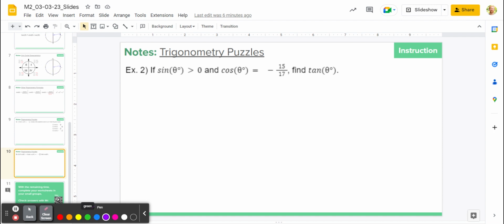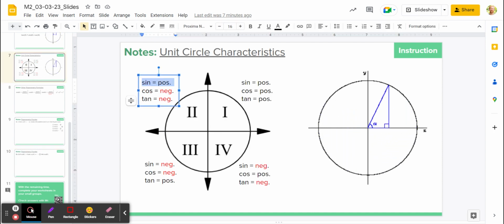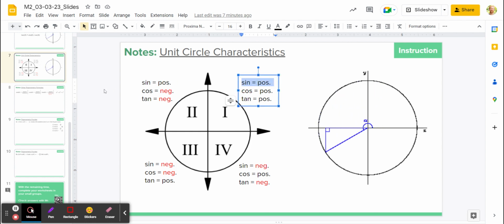And this one says, all right, if sine is greater than 0 and cosine is negative 15 over 17, then we want to find tangent. So same as before, let's take a look at our unit circle. Sine is greater than 0. So that means sine is going to be positive. So that's got to either happen in quadrant 2 or quadrant 1.